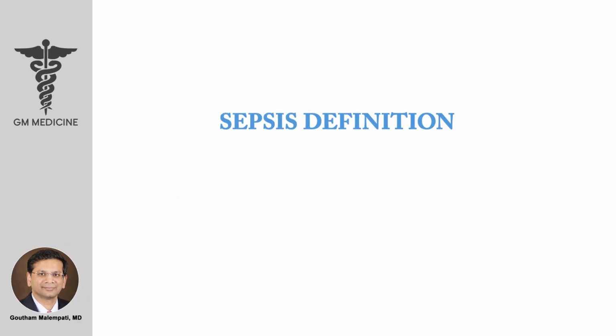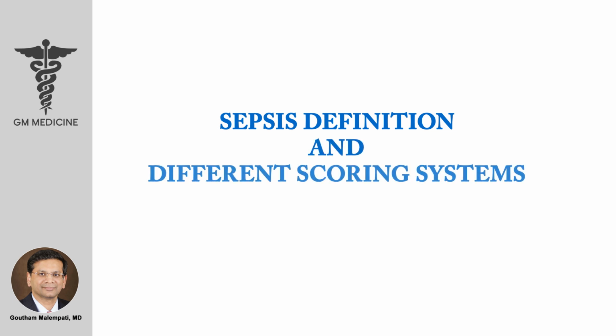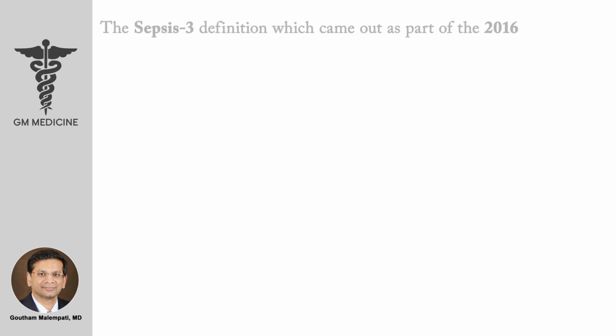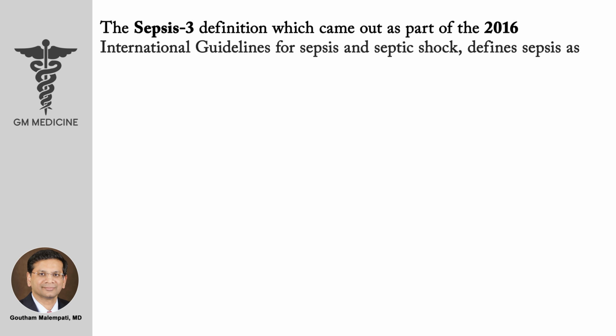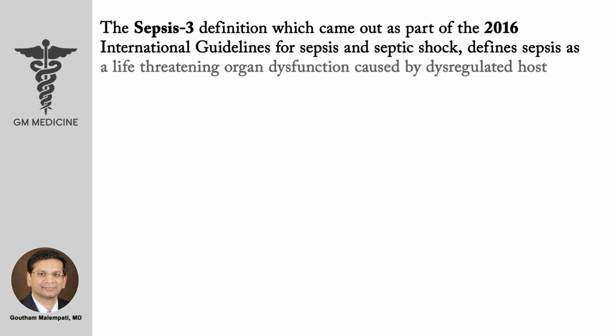Hi everyone, today I'll be talking about the sepsis definition and different scoring systems for sepsis. The Sepsis-3 definition, which came out as part of the 2016 International Guidelines for Sepsis and Septic Shock, defines sepsis as a life-threatening organ dysfunction caused by dysregulated host response to infection.